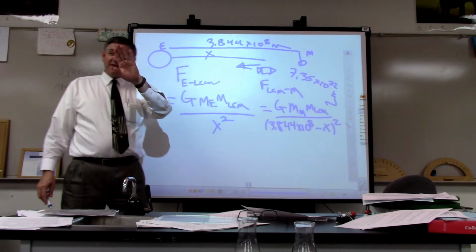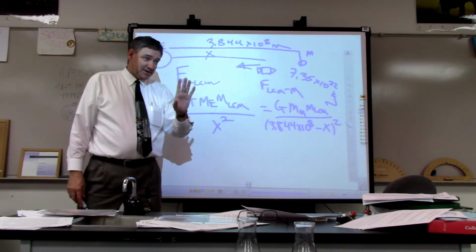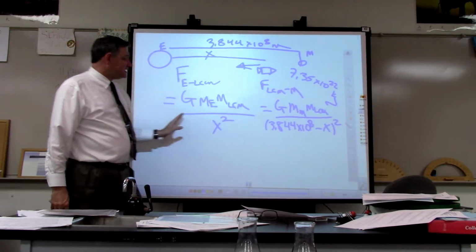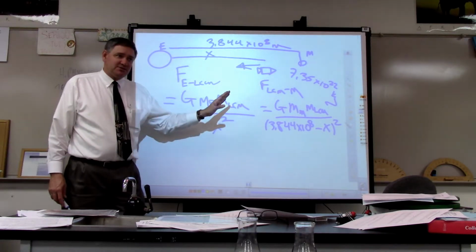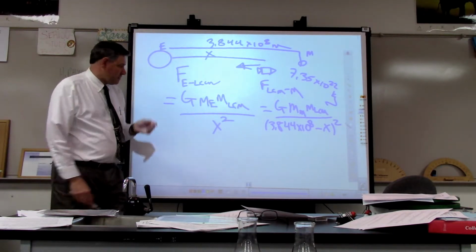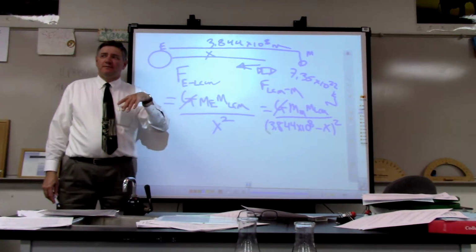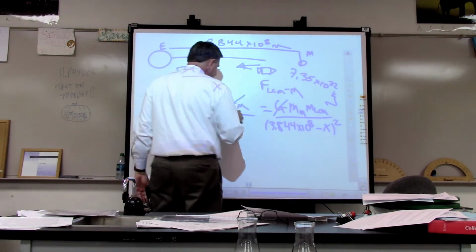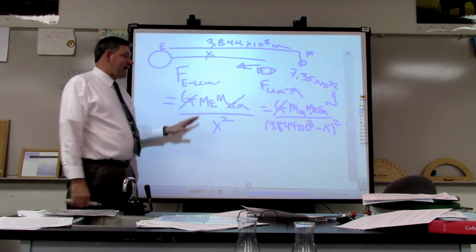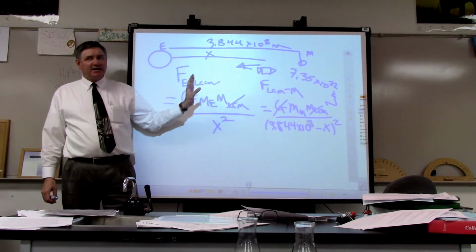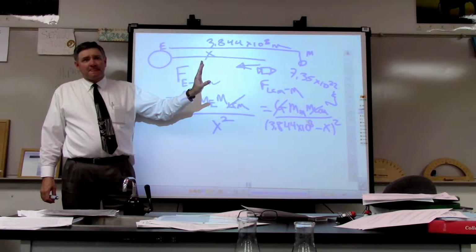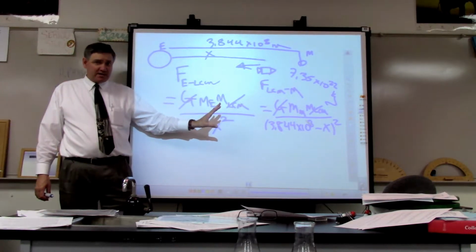But now, as ugly as this looks, since these are equal, what can I do with big G? Cancel out big G. What else drops out? Mass of the Lunar Command Module. Okay? So now, as bad as it was to start with, this is a little bit more manageable.